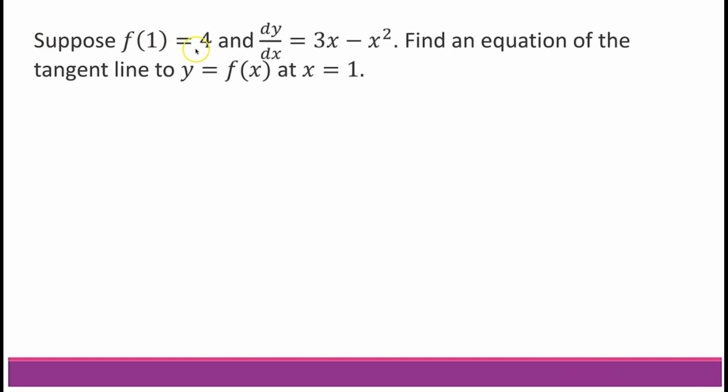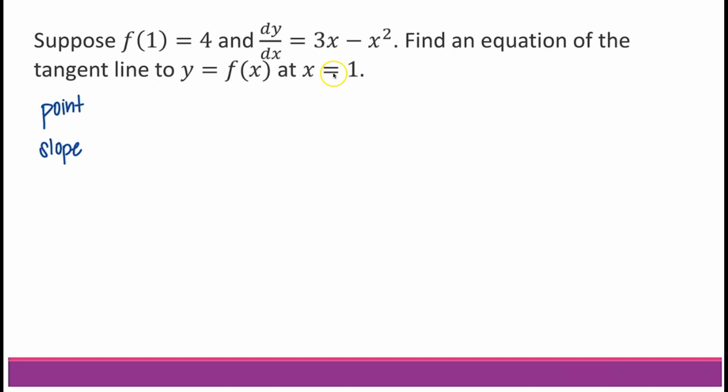Now suppose f of 1 equals 4 and dy/dx equals 3x minus x squared. Find an equation of the tangent line to y equals f of x at x equals 1. Anytime we see that we want to find the equation of a tangent line, we want to think about needing both a point and a slope. We need a point and a slope.